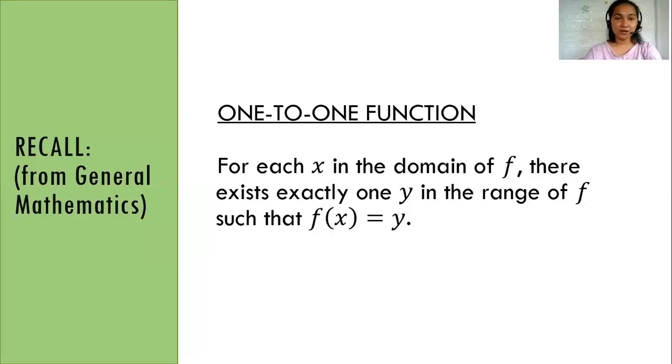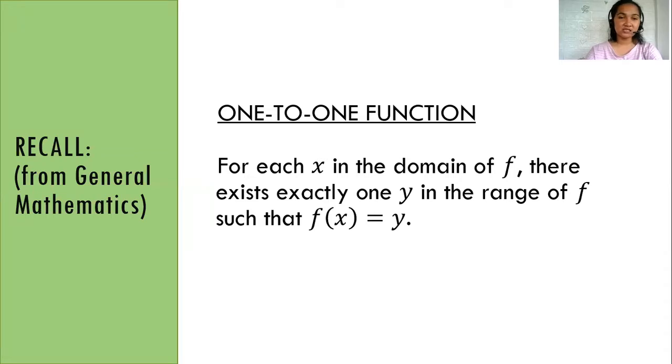To recall about one-to-one functions, let us consider this definition: a function is said to be one-to-one if for each x in the domain of the function f, there exists exactly one y in the range of the function f such that f of x is equal to y. That means each unique element in the domain is paired to exactly one unique element in the range of the given function.